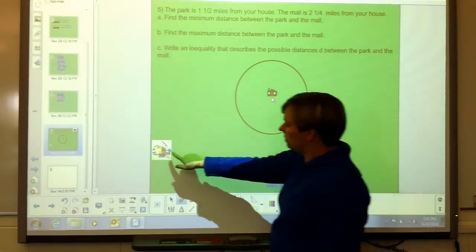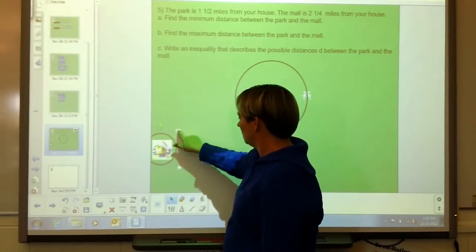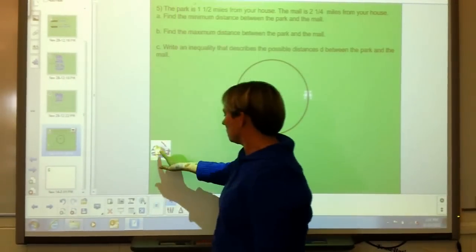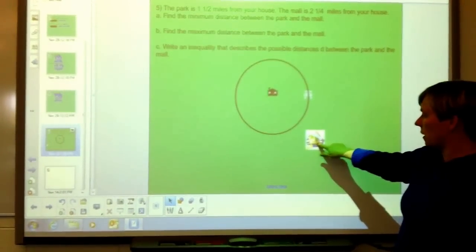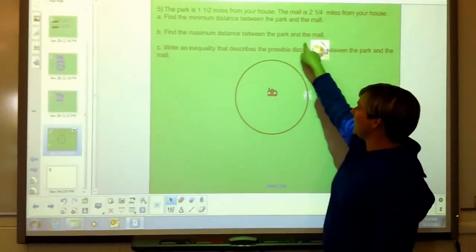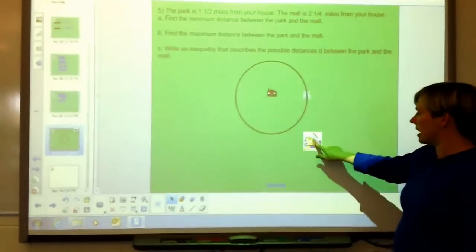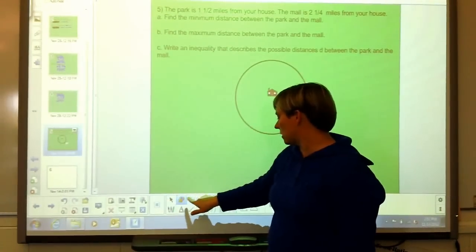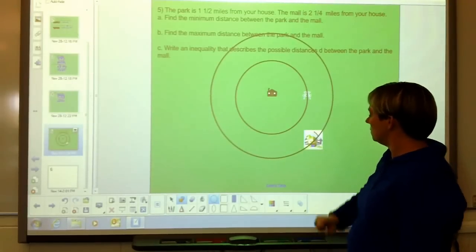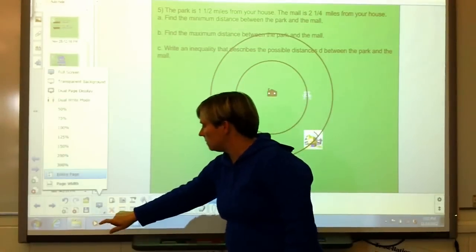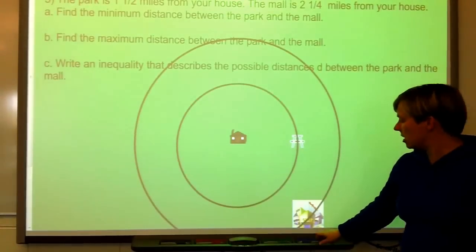Then the mall is going to be 2.25 miles away from my house. So again, it could be here, or it could be anywhere on the radius of that circle. So let's say it's here. And again, I'm going to draw that circle. So now let's do some labeling.